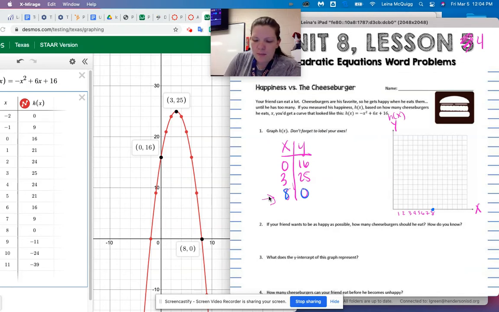I need my biggest y value, or my h of x value, has to be 25. I don't think I have 25 lines there. I think I only have like 15 maybe. 1, 2, 3, 4, 5, 6, 7, 8, 9, 10, 11, 12, 13, 14, 15. There's only 15. So I need to be able to put that point, 3, 25, on my graph.